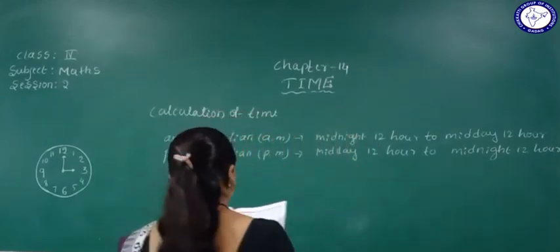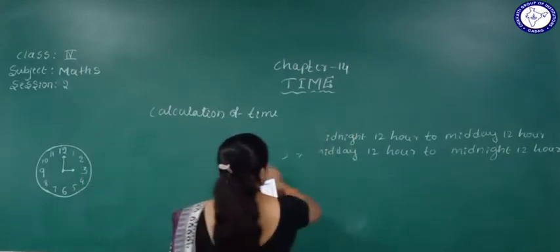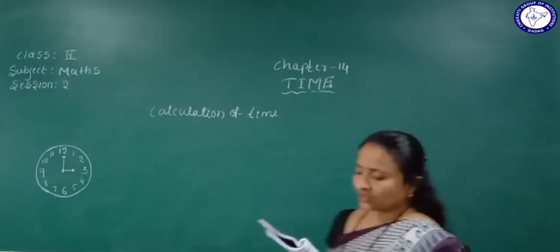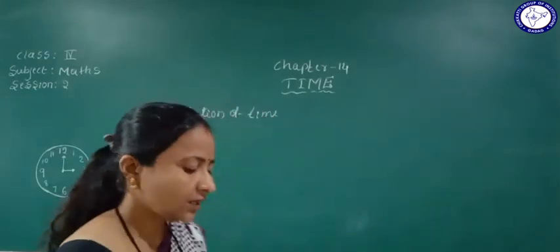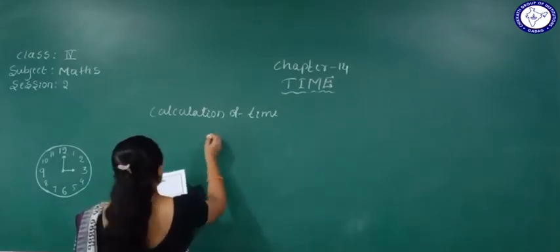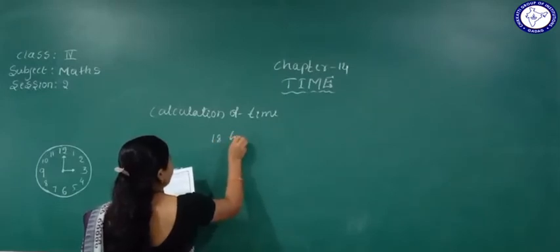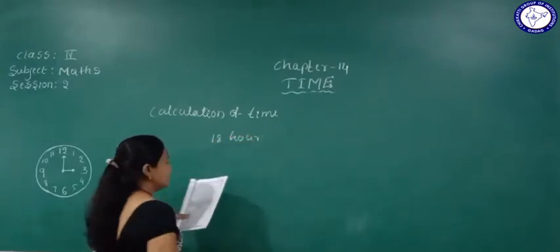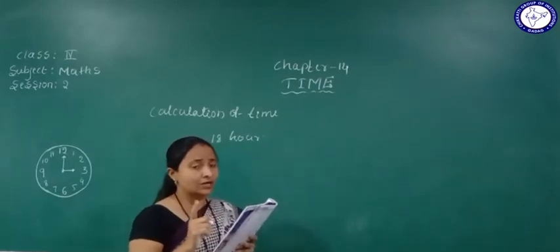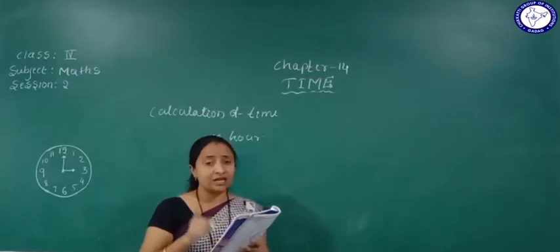What is the departure time of the train in a 12-hour clock? See the train timing written here: departure time, that is 18 hour. That is a 24 o'clock time. Now we will be converting it into 12-hour time.